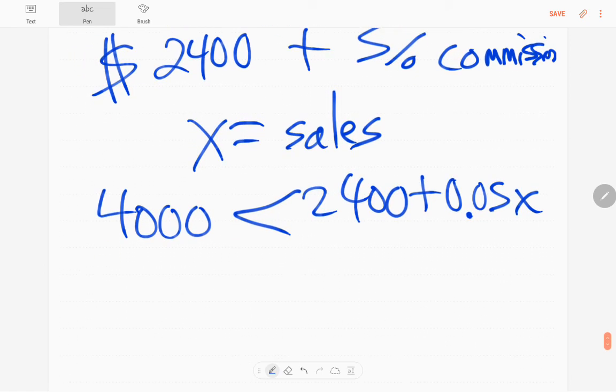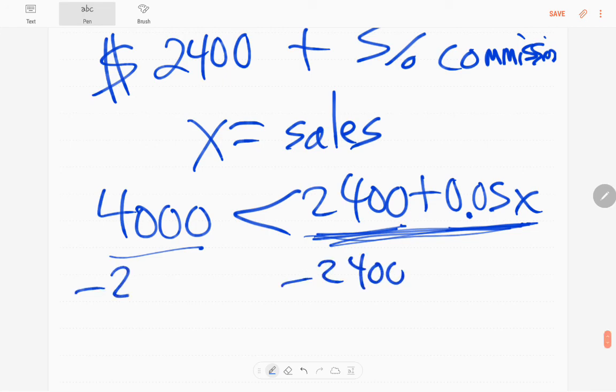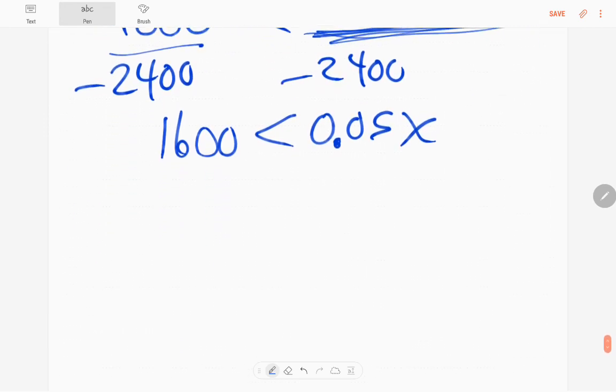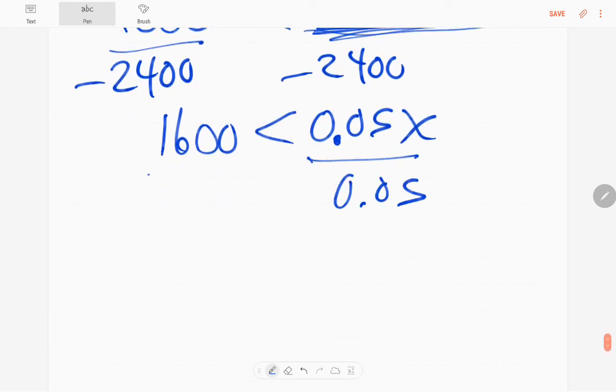So this basically just says, when I take my base salary and add 5% of sales, that's the total salary of the second position. And that's got to be strictly bigger than the $4,000 for it to be a better job. So just solve this thing like you would solve for X in an equation. I would start by subtracting 2,400. And now to get X by itself, divide by 0.05. And I don't have to reverse the direction of the inequality symbol because I'm not dividing by a negative.